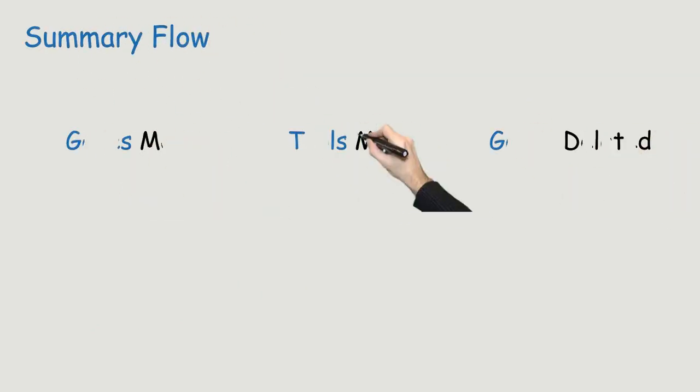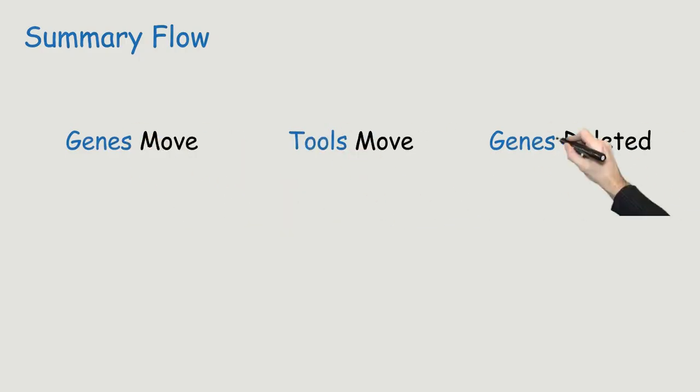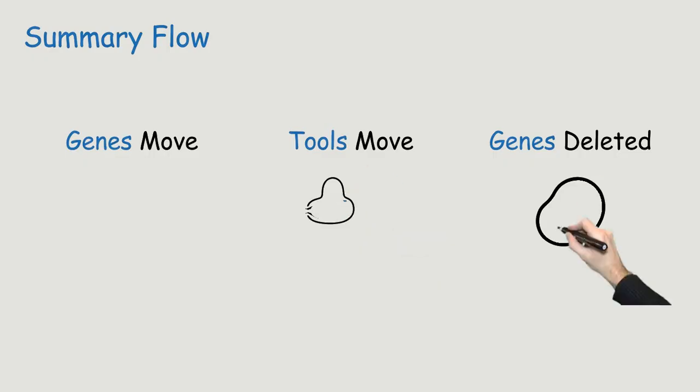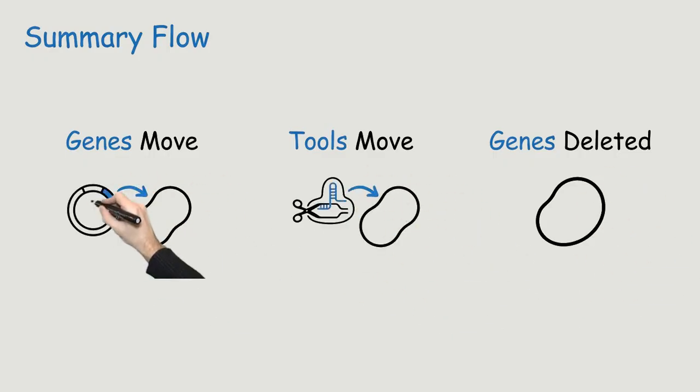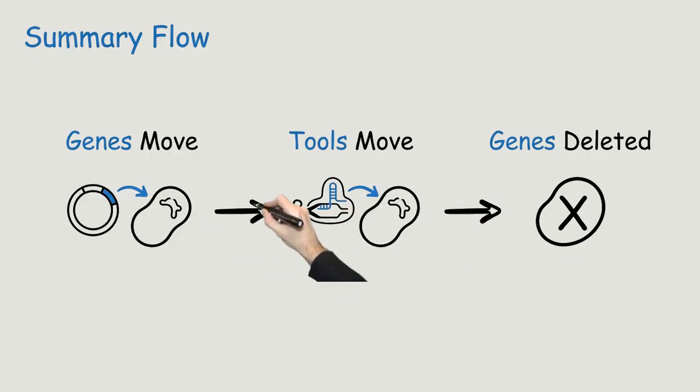So the core idea is simple. Antibiotic resistance spreads because genes move. Gene drive-like systems try to reverse resistance by spreading genetic tools that delete, disable, or replace those genes, using the same biological mechanisms that made resistance such a problem in the first place.